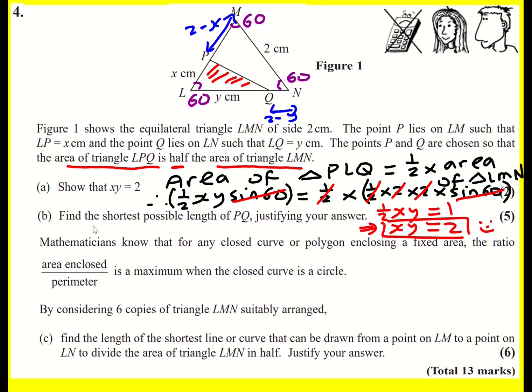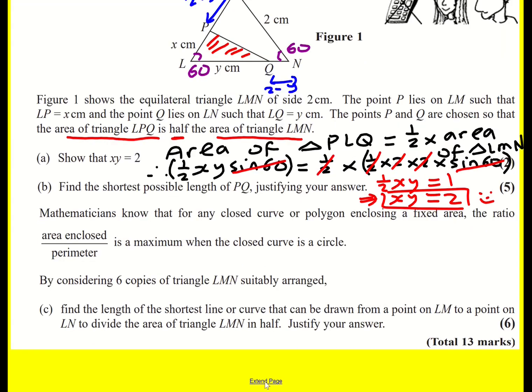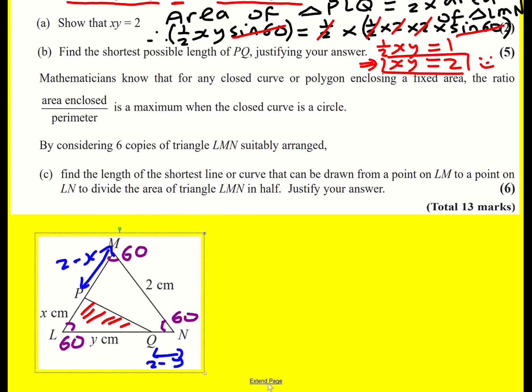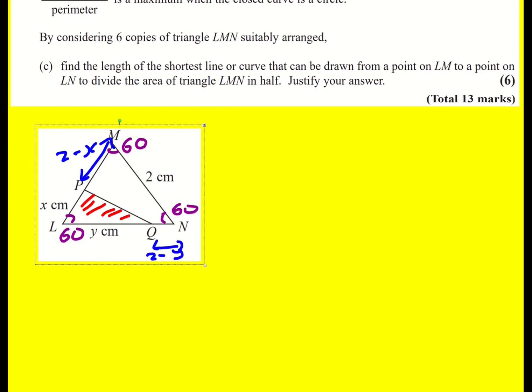In part B, we're asked to find the shortest possible length of PQ, justifying our answer. So that's going to be a calculus problem. What I'm going to do is let PQ equal Z. Let's call it something. And now I can think about how I can get Z in terms of X and Y.